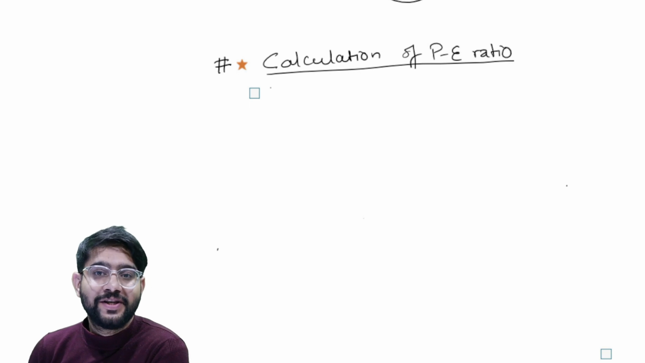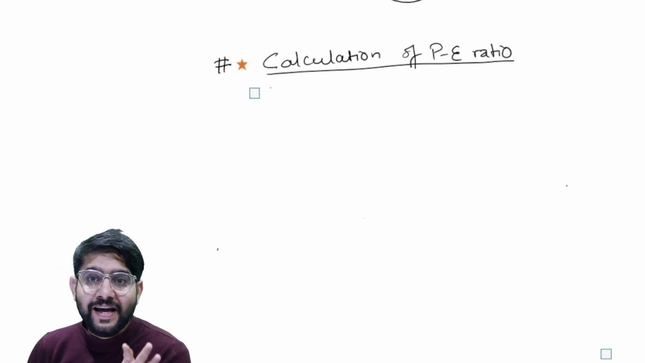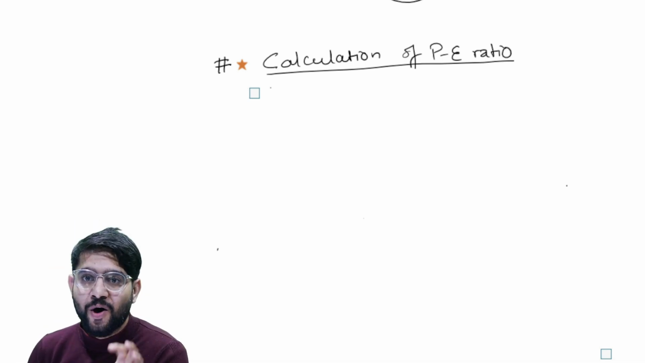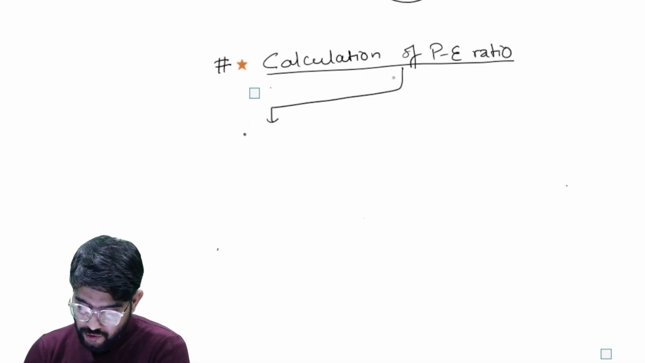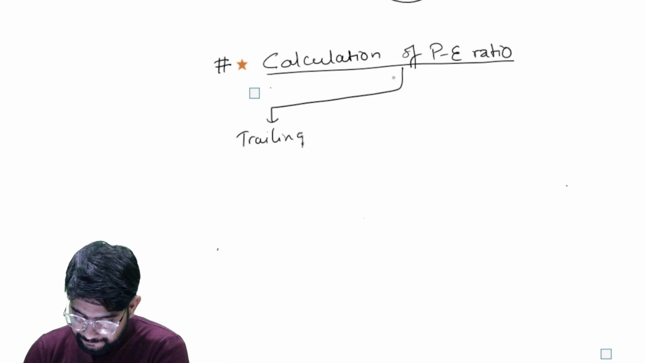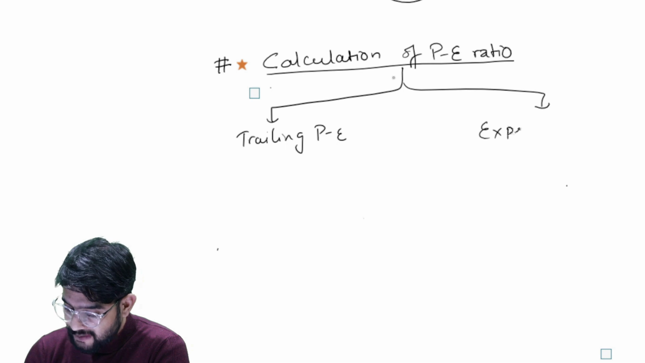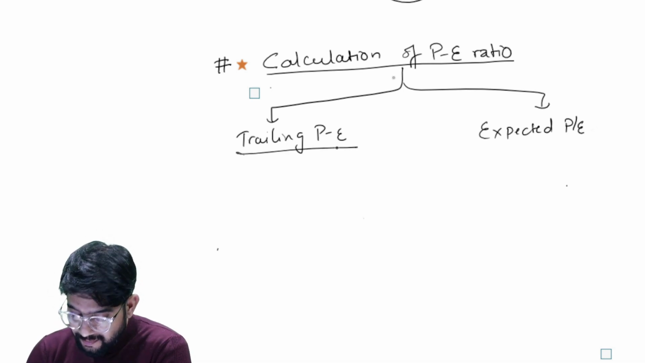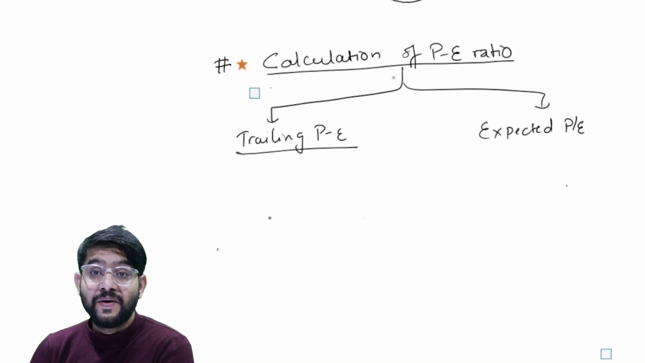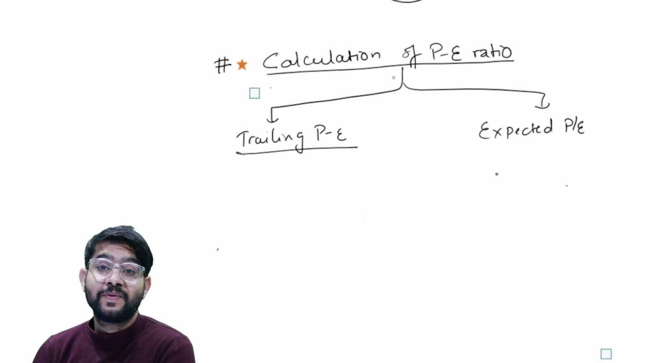Now the other question is how to calculate the PE ratio. As I already mentioned, PE ratio is price divided by earnings per share. However, there can be two types of PE ratio on the basis of the earnings you are concerned with. One is trailing PE, another is expected PE. So what is trailing PE? Trailing PE is PE on the basis of last year's EPS, and expected PE is PE on the basis of coming year EPS.